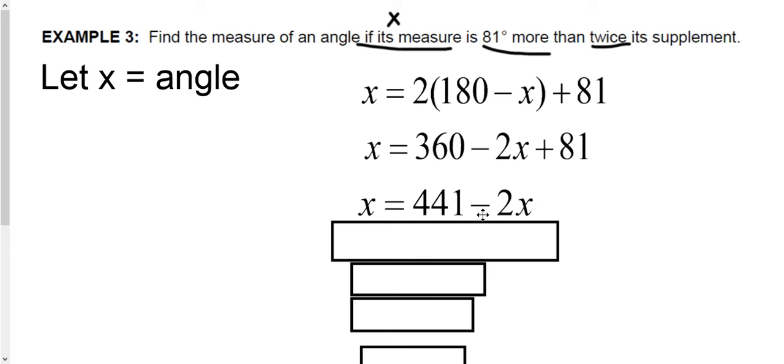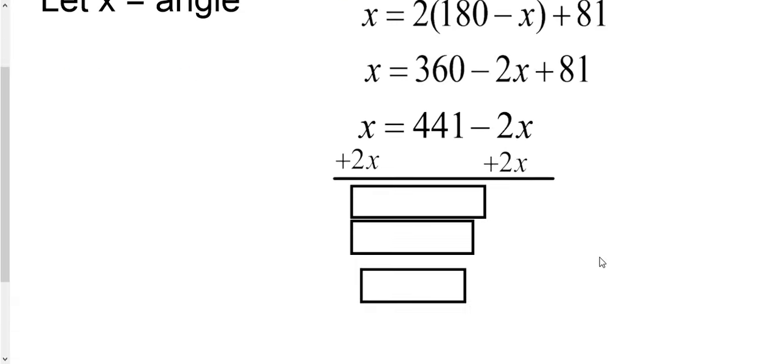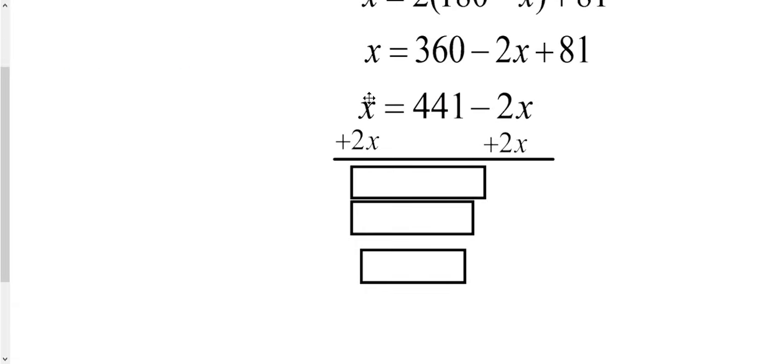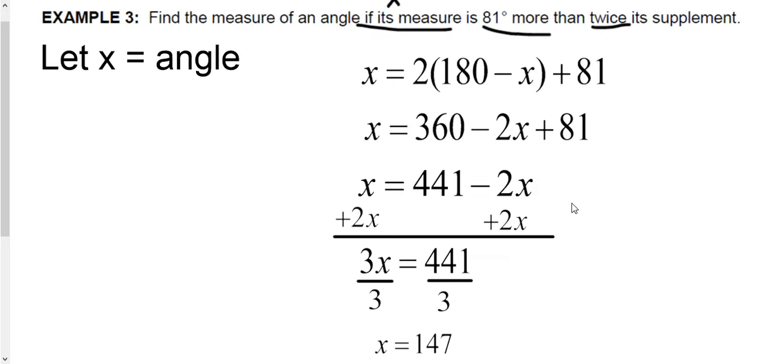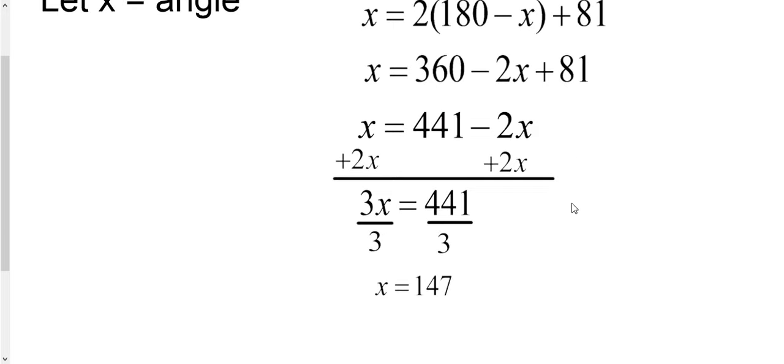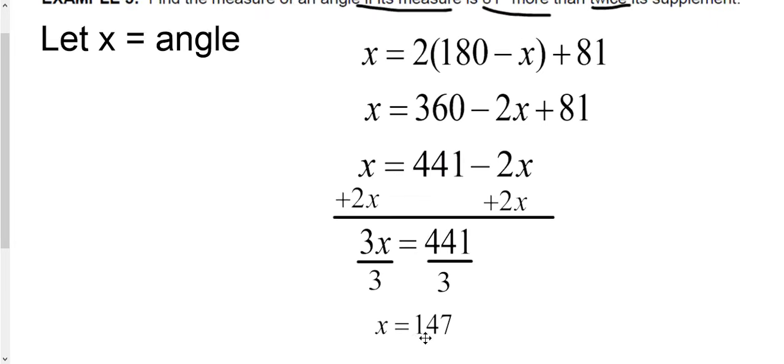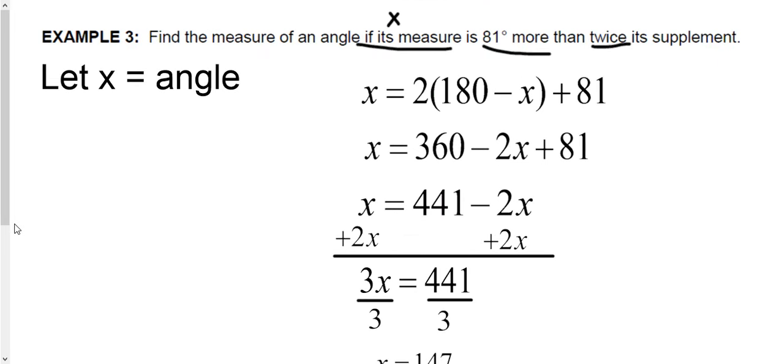I'll go ahead and get rid of these minus 2x's. We got x on both sides with plus 2x. So x plus 2x is 3x over here. My x's go away there. 441. Divide by 3. And we get 147. Let me know if I messed up anything there. Looking good. So the angle we're looking for, x, is 147 degrees.